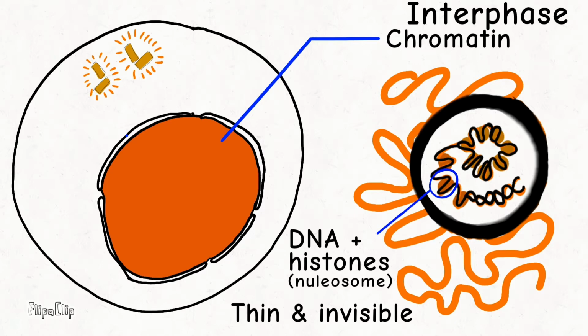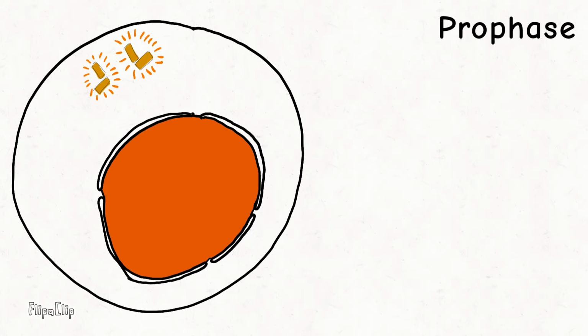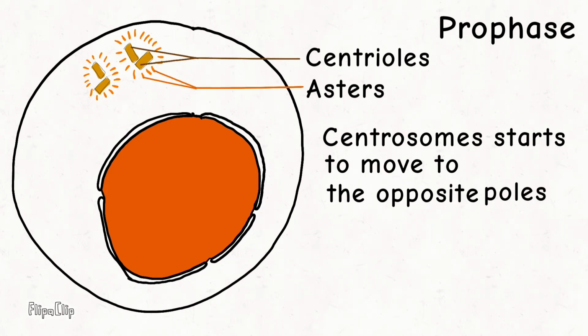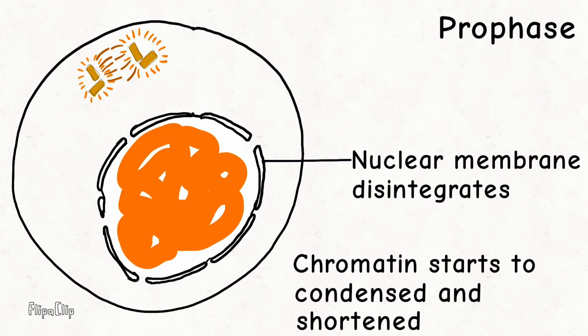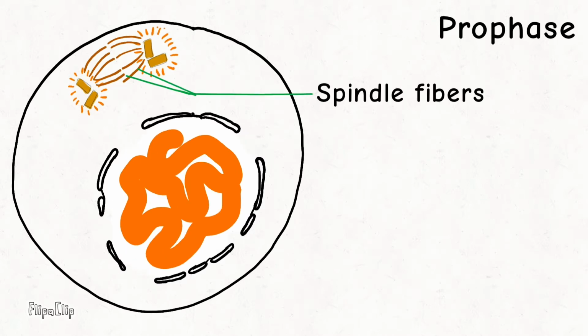During prophase, which is the first stage of mitosis, centrosomes, which consist of centrioles and asters, will start to migrate to the opposite poles of the cell. Simultaneously, the chromatin will start to shorten and condense to form a thicker structure called chromosomes. The nuclear membrane will also start to disintegrate and disappear.